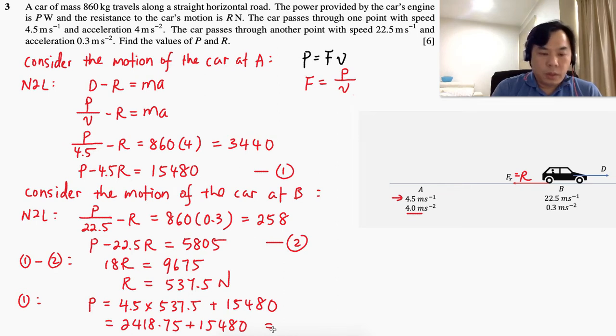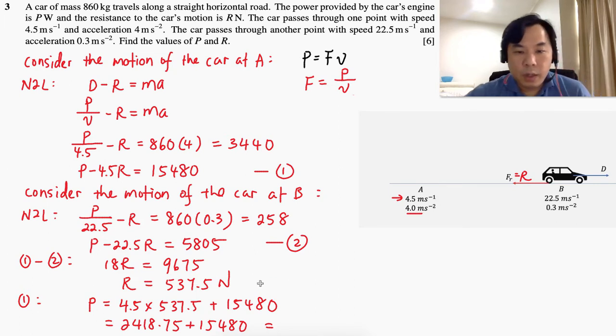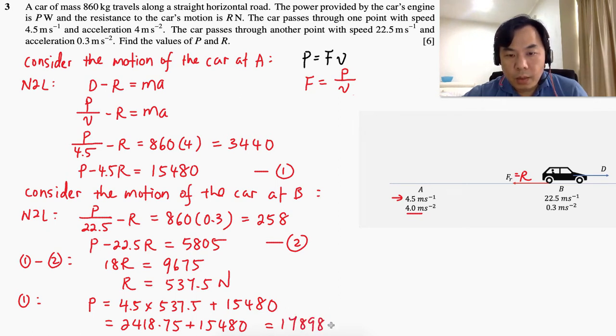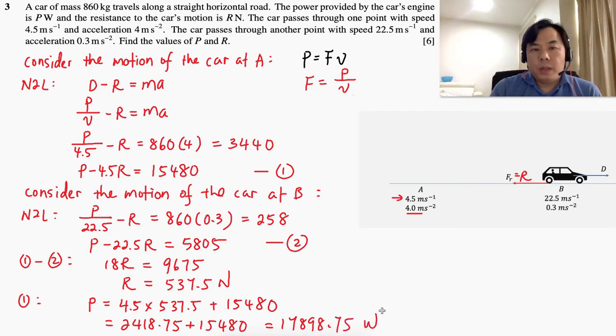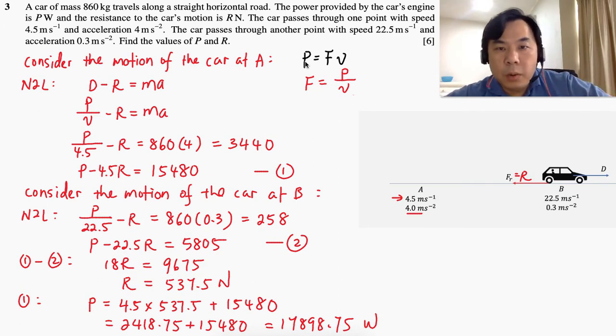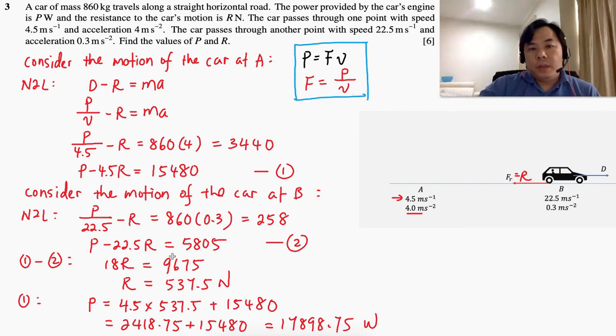Okay, let me get this correctly. 2418.75, and then with 15,480, and then that would yield 17,898.75 watts. Okay, now that will give you an idea how to actually solve this mechanics question using simultaneous equations and this formula that involves power and its forces. All right, I hope that is clear. Now we're going to move on to the next question shortly.